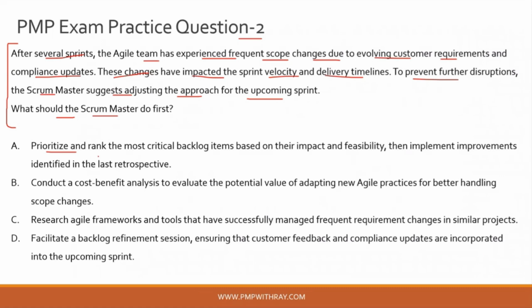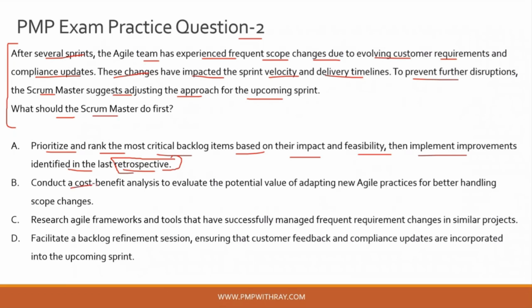Option A, prioritize and rank the most critical backlog items based on their impact and feasibility, then implement improvements identified in the last retrospective. Okay, now if you are looking at a ceremony where you look at your previous mistakes or previous challenges and then fix those, build some systemic measures for your future sprints, which is the agile ceremony that gives you that opportunity? Outrightly, it is the sprint retrospective, right? So option A seems like a plausible option.